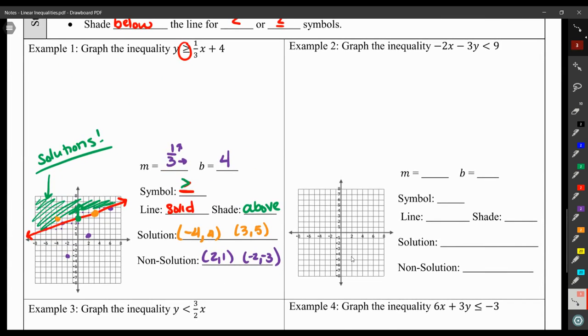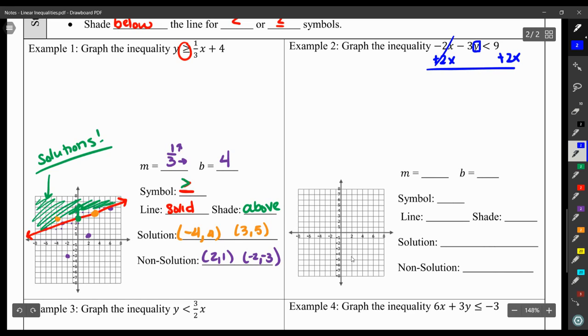What happens if the inequality is not in slope-intercept form? Well, we have to put it into slope-intercept form. So I'm going to have to take this inequality and solve it for y. So the first thing we're going to do is add 2x to both sides because I need to get y by itself. So we have -3y less than 2x plus 9. Divide out the -3 that's in front of the y.